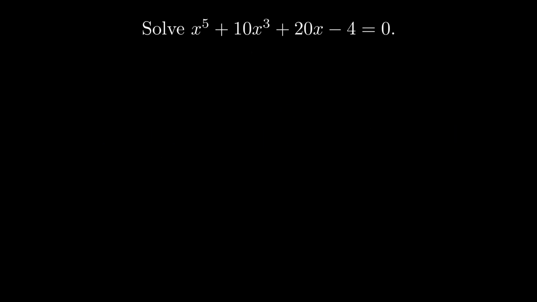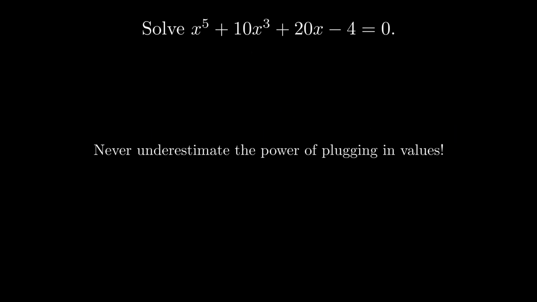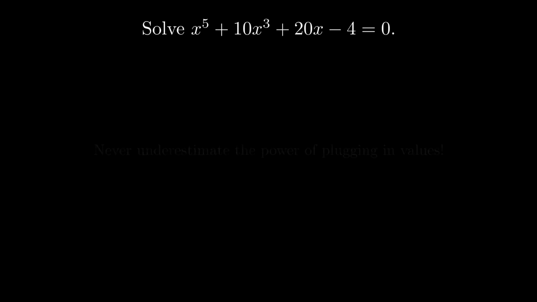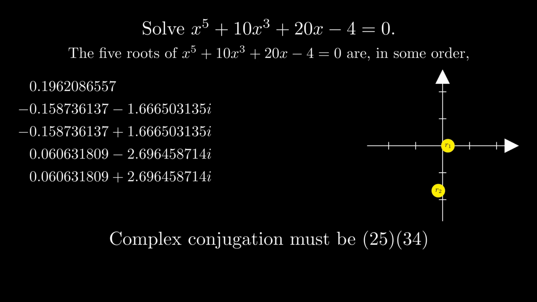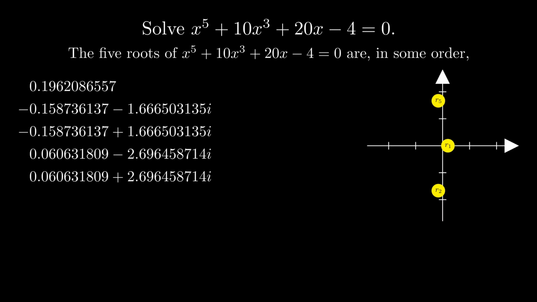I'm getting tired, so we'll finally remember that we're in complex number land. If we take the polynomial x to the fifth plus 10x cubed plus 20x minus 4 equals 0, and actually solve it, we get these 5 complex values. We let R1 be the real root, then we just randomly choose one of them to be R2, the second one. And then complex conjugation always exists, and the only order 2 element that fixes R1 is to swap R2 and R5 and R3 and R4. So R5 must be the complex conjugate of R2.